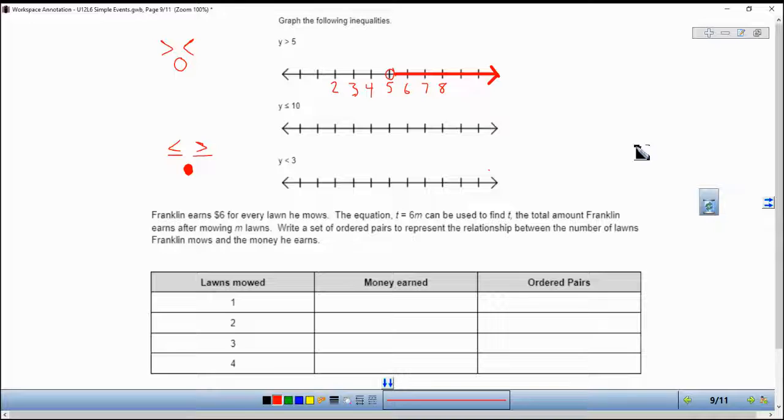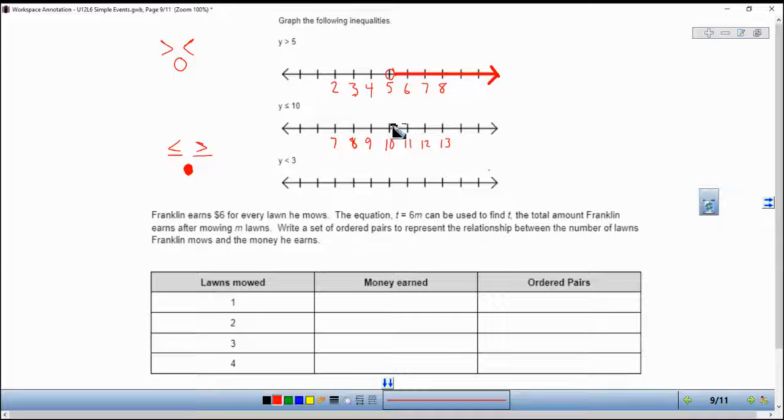Okay. Next. Y is less than or equal to 10. I know it's less than because it kind of looks like an L, like a little L that's flattened out a little bit. So that's how I can tell. If it looks like an L, less than. So we're going to start with 10 in the middle. 11, 12, 13, 9, 8, 7.